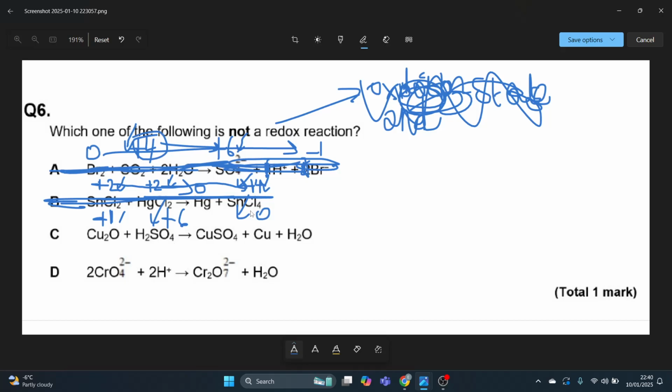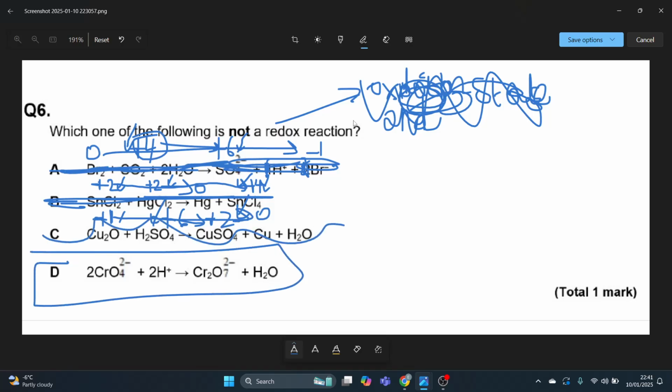Sulfur is in group 6, so +6, so that's -2, so therefore it is +2. So you can see the oxidation state does increase and it does decrease. Therefore the answer must be D.